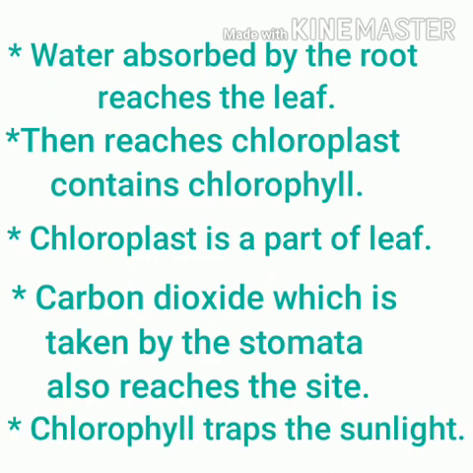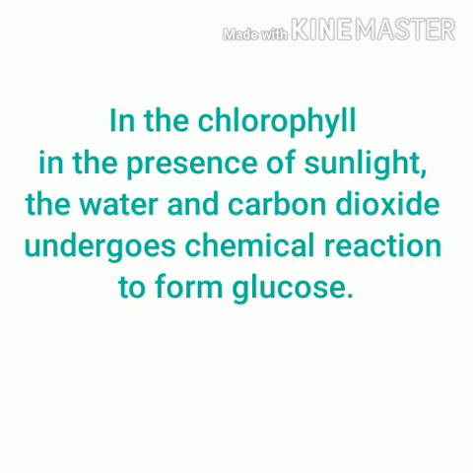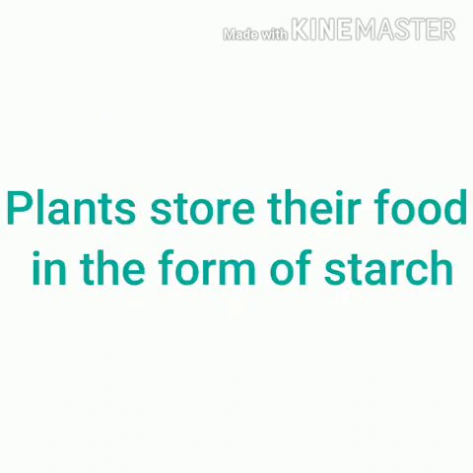Now what happens inside the chloroplast? The sunlight, water and carbon dioxide combine together and undergo a chemical reaction, and they form glucose. And the excess food, meaning more glucose, that they prepare in photosynthesis is stored in the form of starch.